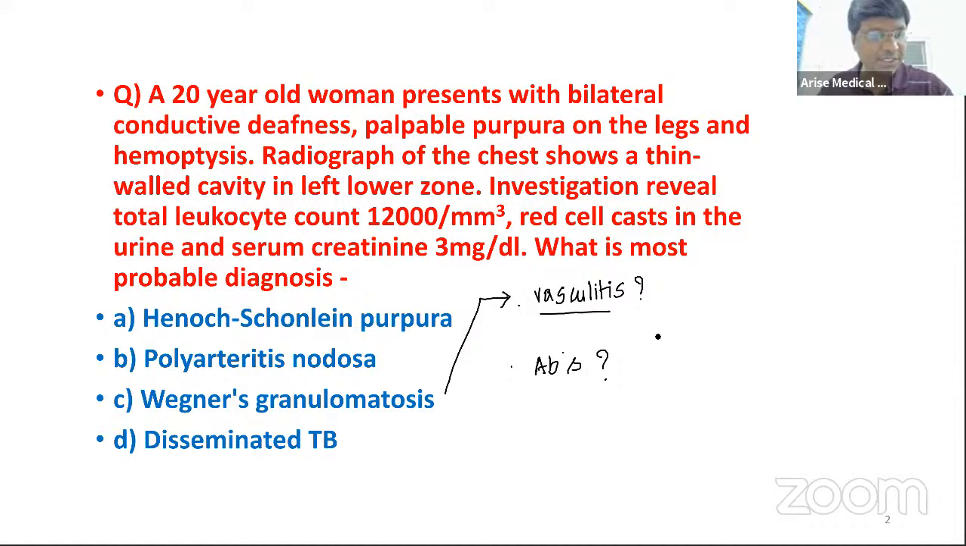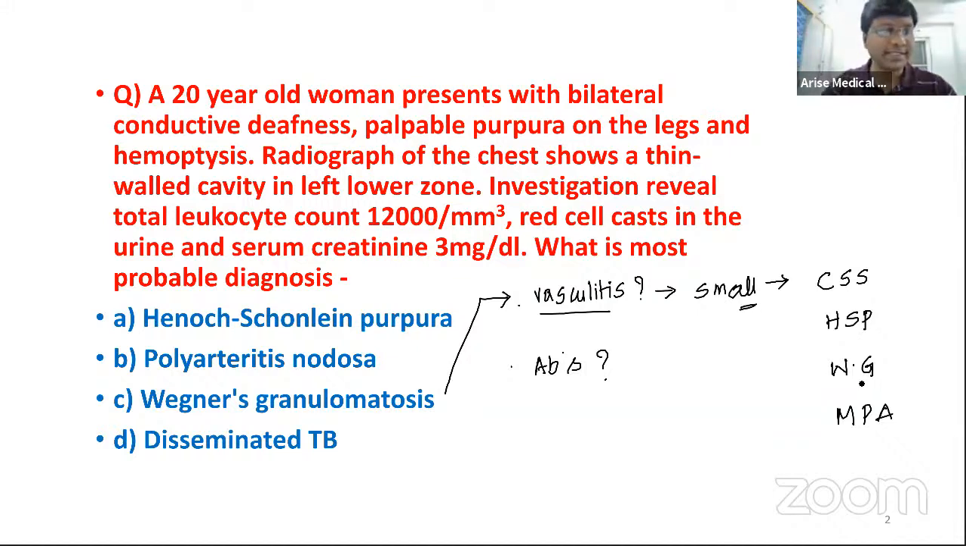Very good, Lakshmi. It is a small vessel vasculitis, right? It is an example of small vessel vasculitis. Okay, now what are the other examples of small vessel vasculitis? Churg-Strauss syndrome is a small vessel vasculitis, and Henoch-Schonlein purpura is a small vessel vasculitis. The one we are discussing now, Wegner's granulomatosis, is also a small vessel vasculitis. Then MPA, microscopic polyangiitis, is also a small vessel vasculitis.